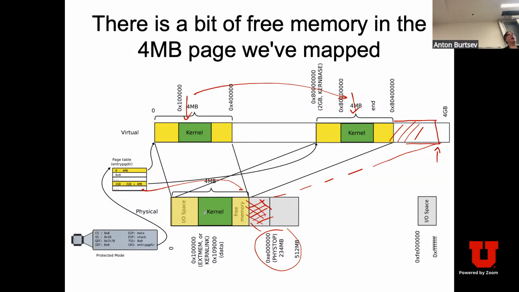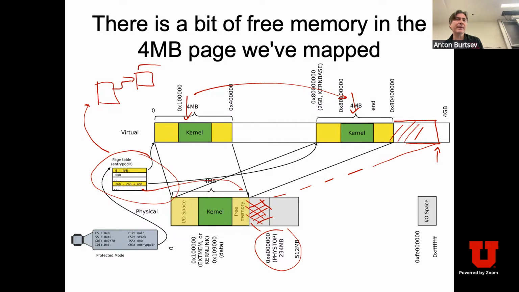And that would be a viable strategy. So it's doable. x86 takes a slightly different strategy. They say, instead of continuing to use this page table, we're going to switch to a different page table, which will use 4 kilobyte pages.